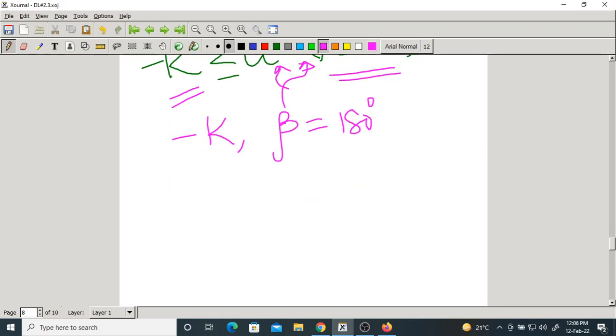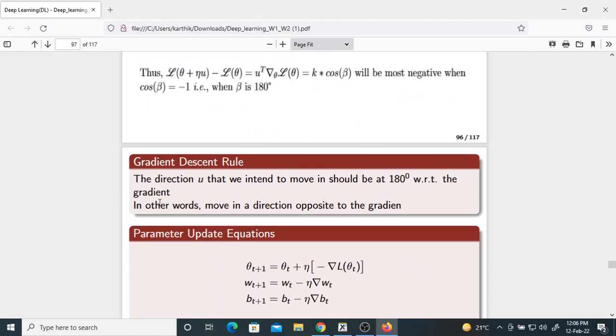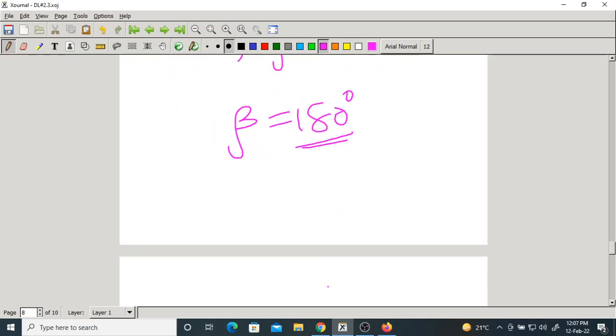So simply the dot product is most negative whenever the angle between them is 180 degrees. 180 degrees means moving in the opposite direction. So what is the rule now? The direction u that we intended to move in should be at 180 degrees with respect to the gradient. In other words, move in the direction opposite to the gradient. So u should be in the opposite direction of the gradient.